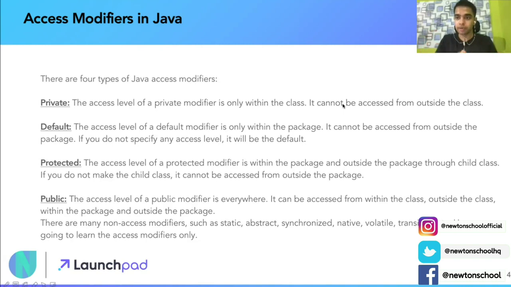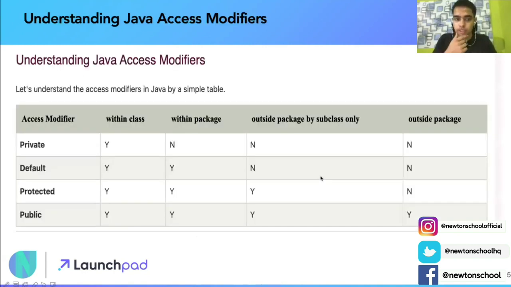And if you have not seen that video, please do check out the link in the description. Native, volatile, transient, etc. Here we are going to limit our scope only to the access modifiers. So let's see about the scope that we have just discussed.